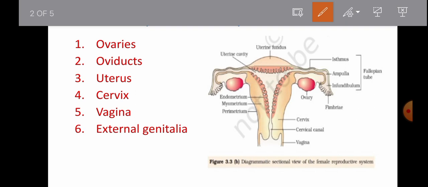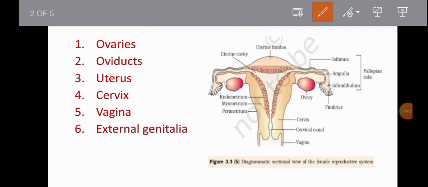So here you can see the oval-shaped structures. They are known as ovaries, and this tube-like structure is known as oviducts. And here the marked area is known as the uterus, and this part is known as the cervix, and this is the vaginal part. And external genitalia is nothing but the female excretory organ. Okay, so let's learn in detail.